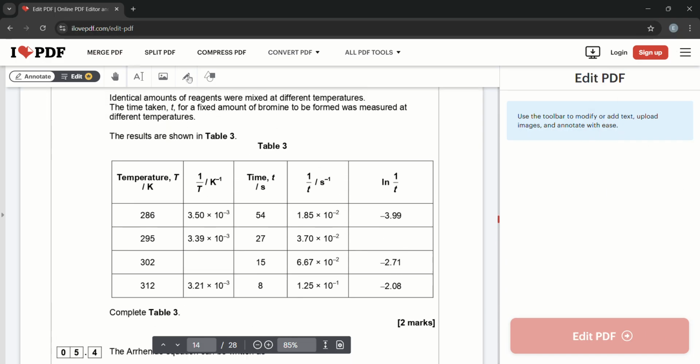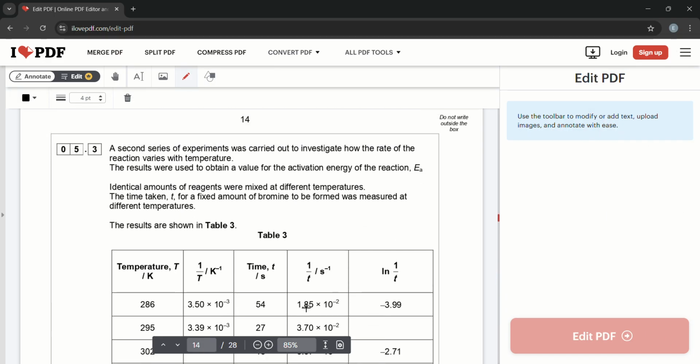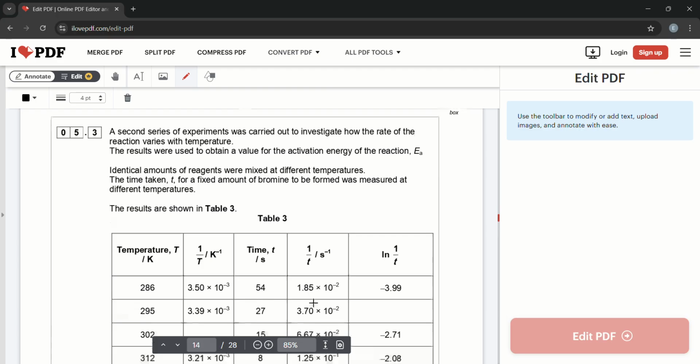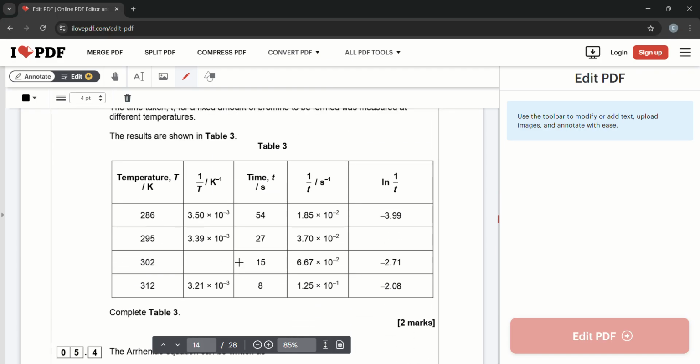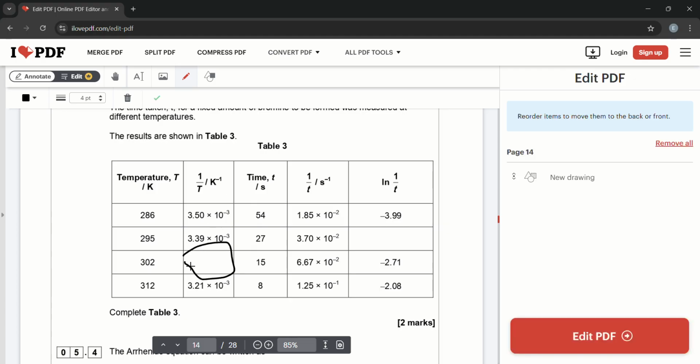Question 5.3 for 2 marks. It wants me to complete table 3. So table 3, we know, well, we need to fill in this and this. So we know this is ln 1 over t.